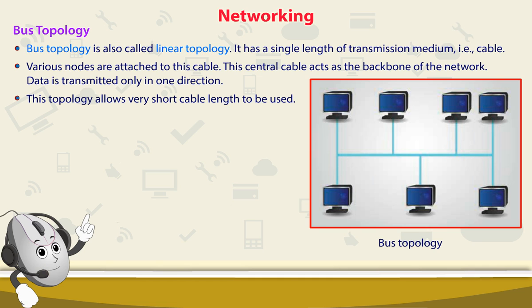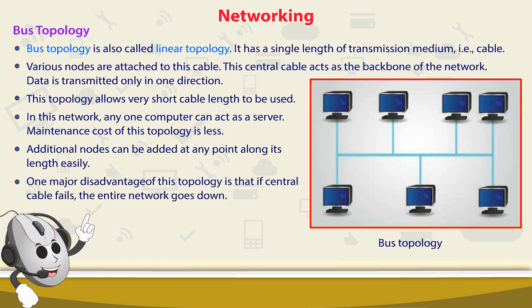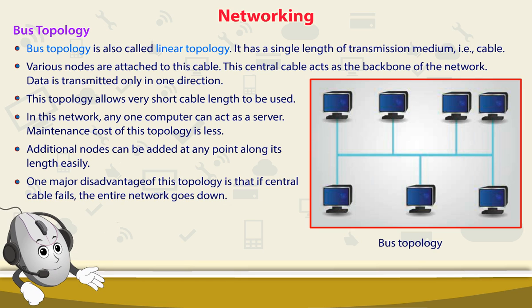This topology allows very short cable length to be used. In this network, any one computer can act as a server. Maintenance cost of this topology is less. Additional nodes can be added at any point along its length easily. One major disadvantage of this topology is that if the central cable fails, the entire network goes down.